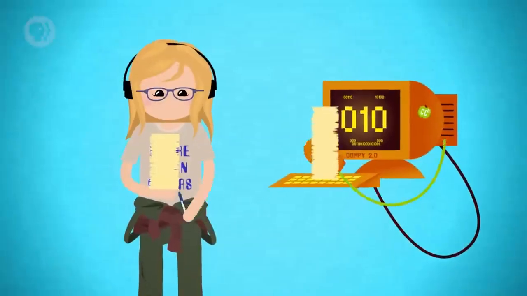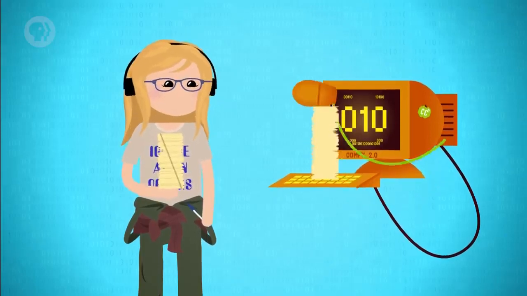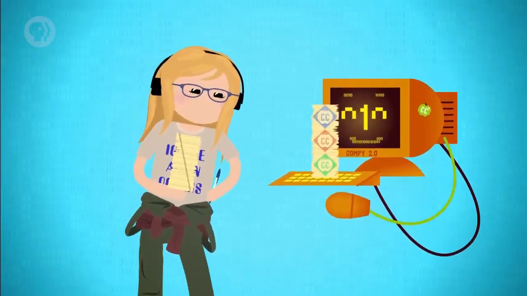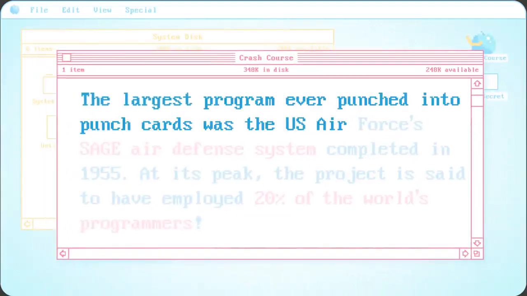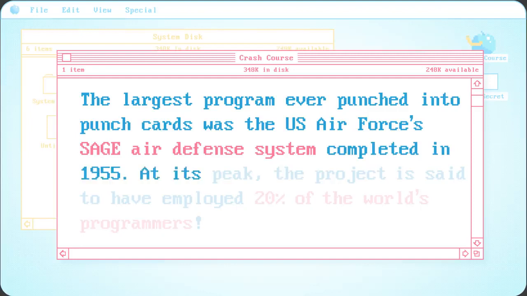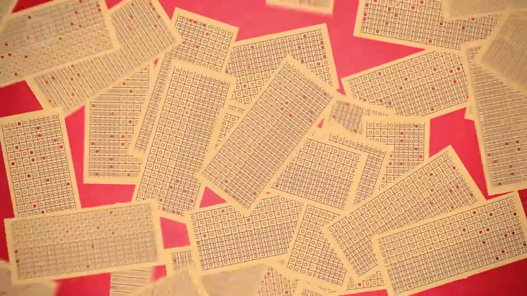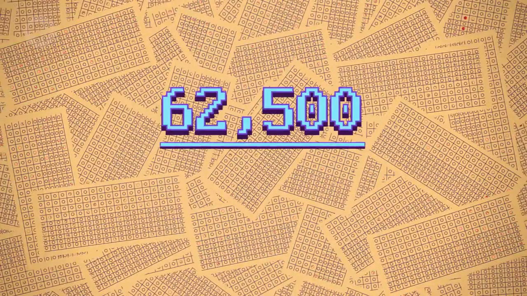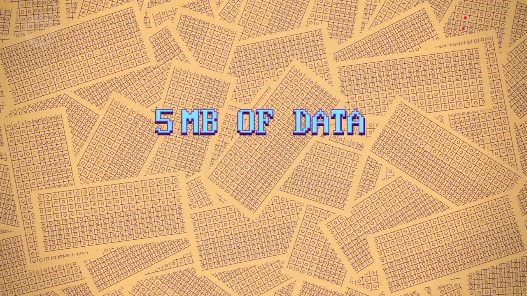A common trick was to draw a diagonal line on the side of the card stack called striping, so you'd have at least some clue how to get it back into the right order. Phew! The largest program ever punched into punch cards was the US Air Force's Sage Air Defense System, completed in 1955. At its peak, the project is said to have employed 20% of the world's programmers. Its main control program was stored on a whopping 62,500 punch cards, which is equivalent to roughly 5 megabytes of data. Pretty underwhelming by today's standards.